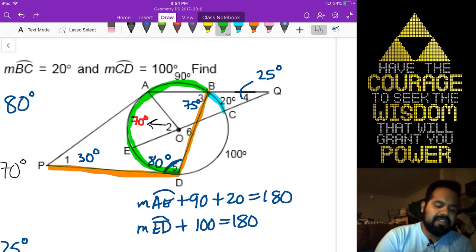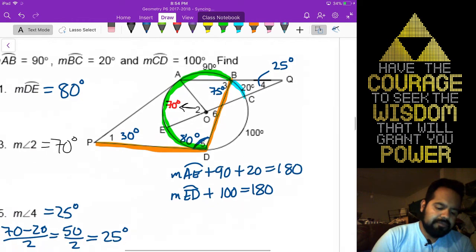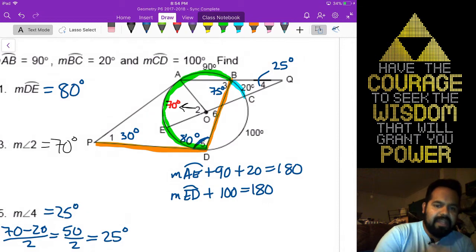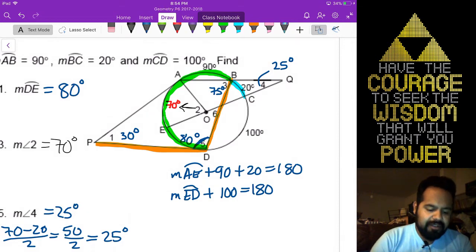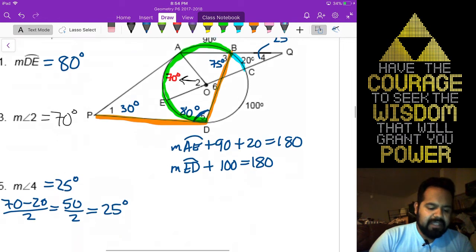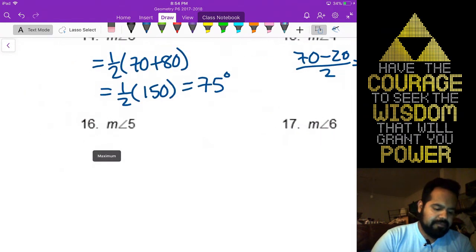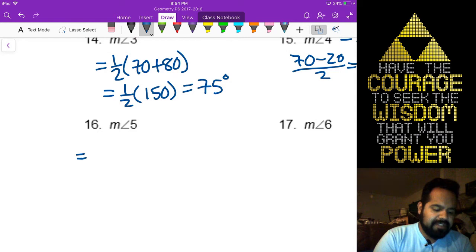That is our ice cream inside this weird cone. We could say it's a crepe, but I don't want to make you guys any more hungry. So angle 5 is going to equal half of that entire green arc. So 80 plus 70 plus 90 is 240. So angle 5 is going to equal 1/2 of 240 degrees.